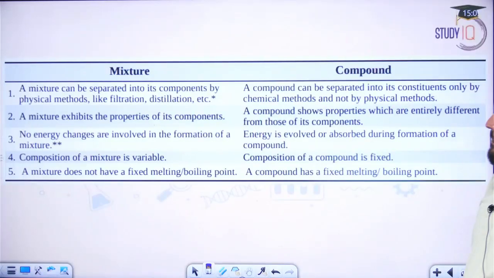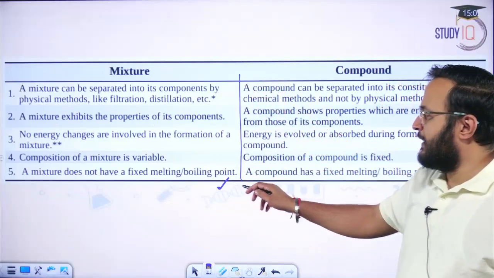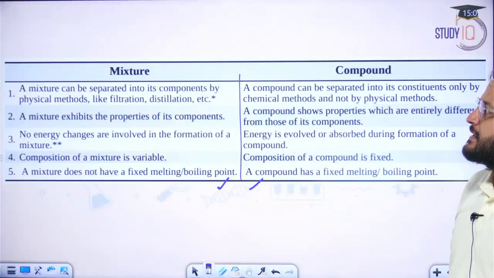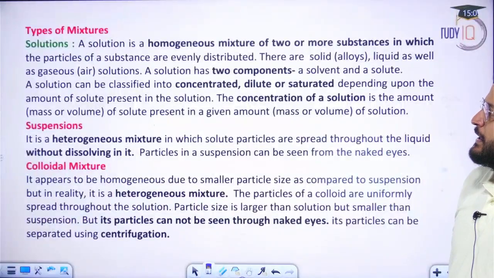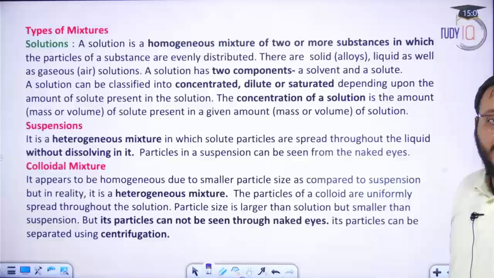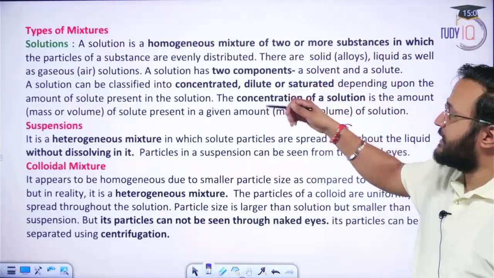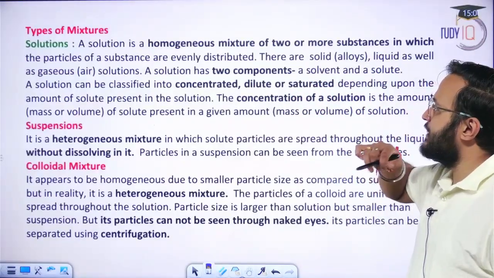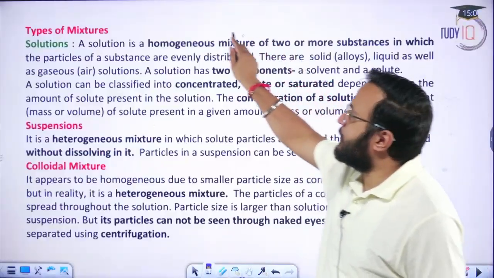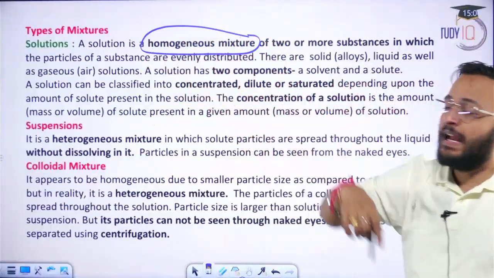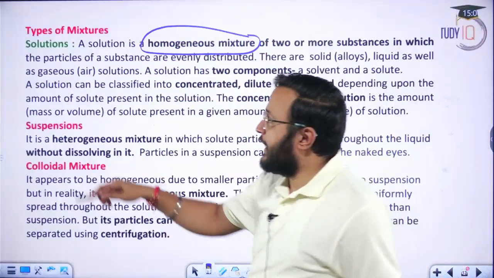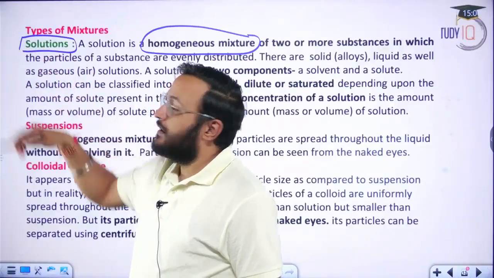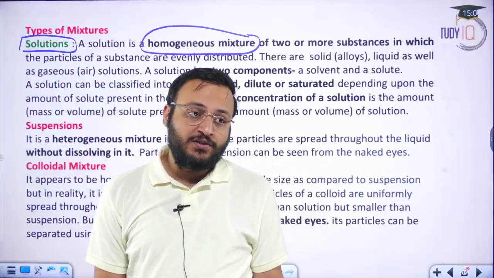Okay guys, the differences between mixture and compound are noted down in the table. You can just read it for your revision purpose. Now, types of mixtures: there are basically different types. We had homogeneous mixtures and heterogeneous mixtures, if you remember that, guys. When we talk about homogeneous mixtures, we have solutions. Solutions are homogeneous mixtures. Remember that.